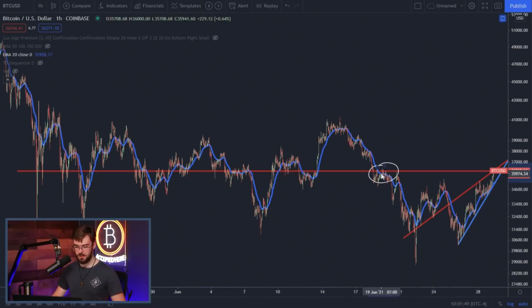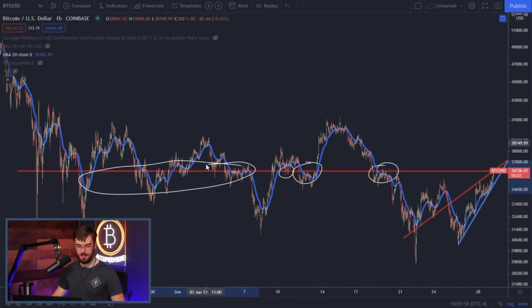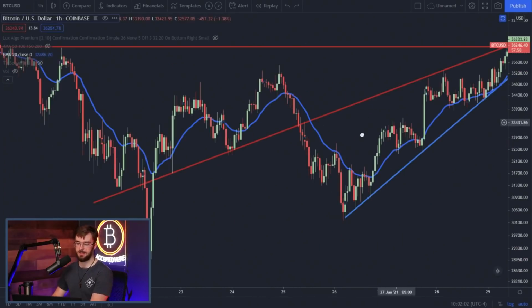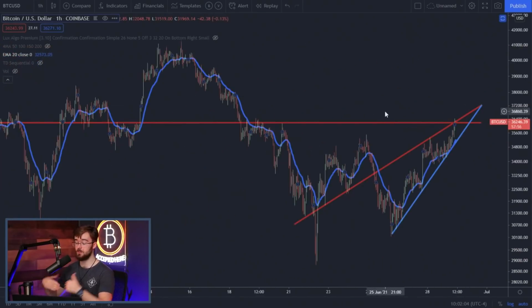We saw resistance touches on it here on June the 19th. We saw resistance touches here on June the 12th, support touches on the 10th and the 11th, and then a ton of trading in late May and early June. This is a level that Bitcoin desperately needs to breach if it's going to continue into a new uptrend.